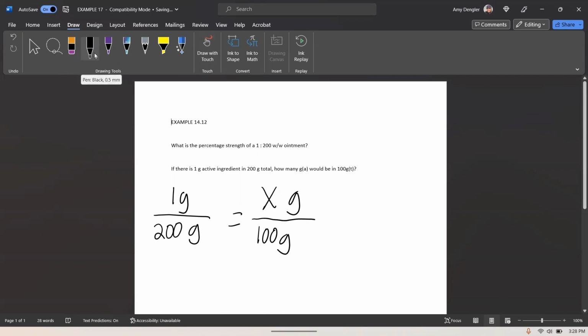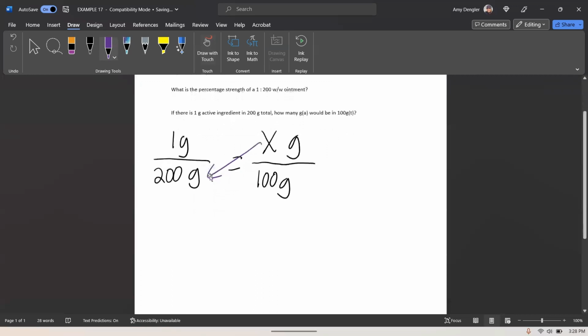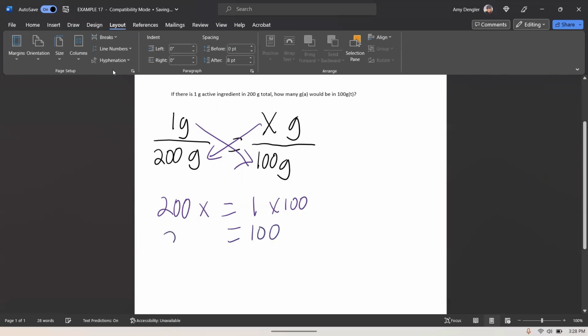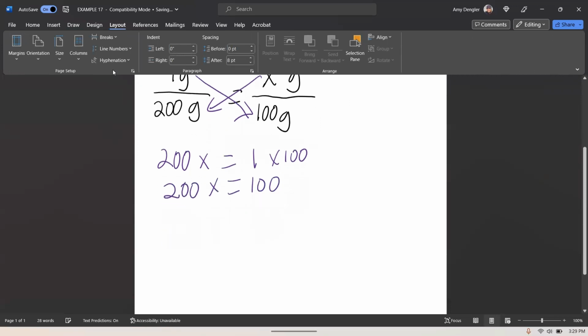And if you were unsure of, well, how would I know which one to put it under because I have grams on both sides? Well, we want to know how much is in 100 grams, which is a percent strength, and that is the total. So the total would be on the bottom. So we'll start off by doing 200x is equal to 1 times 100. We know 1 times 100 is 100. We carry our 200x down.